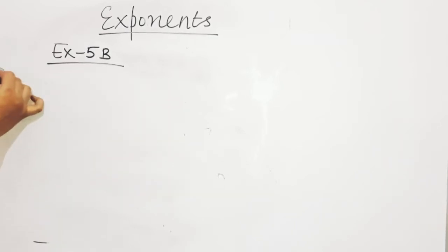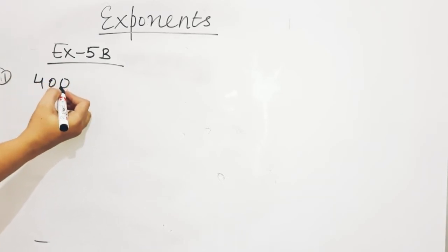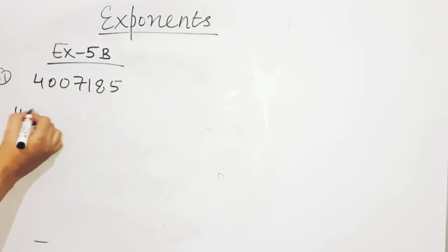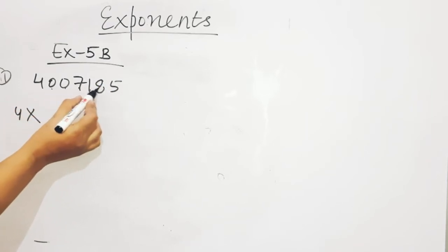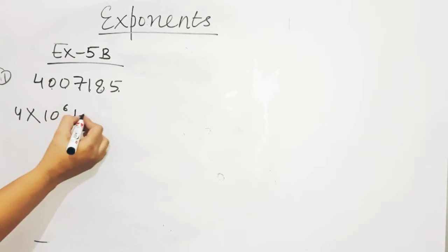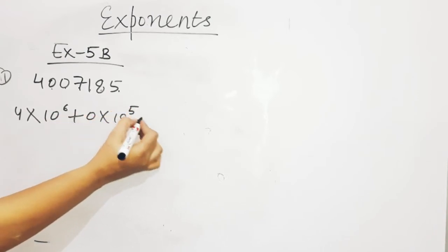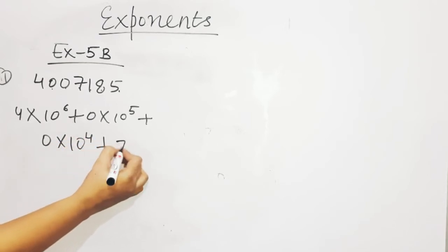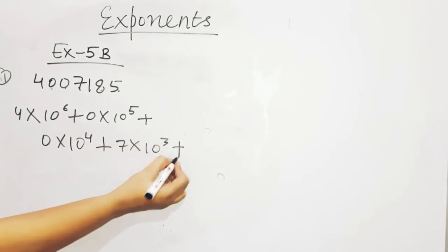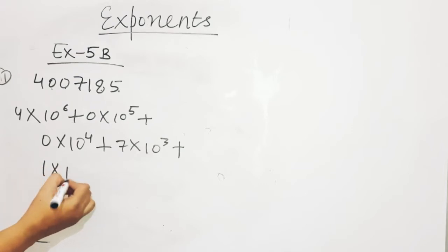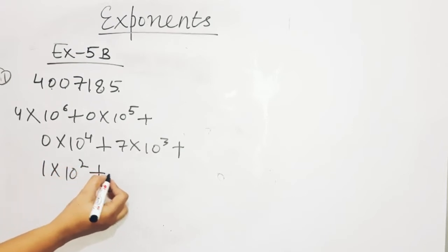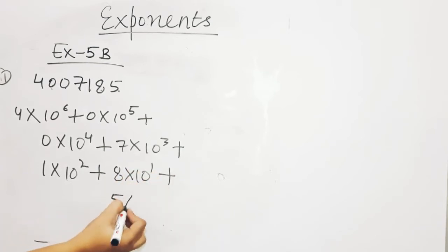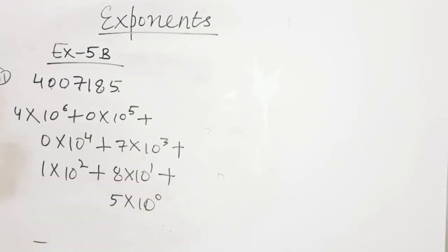So the second option is 4007185. So 4 multiplied by 10 to the power of 6 plus 0 multiplied by 10 to the power of 5 plus 0 multiplied by 10 to the power of 4 plus 7 multiplied by 10 to the power of 3 plus 1 multiplied by 10 to the power of 2 plus 8 multiplied by 10 to the power of 1 plus 5 multiplied by 10 to the power of 0.